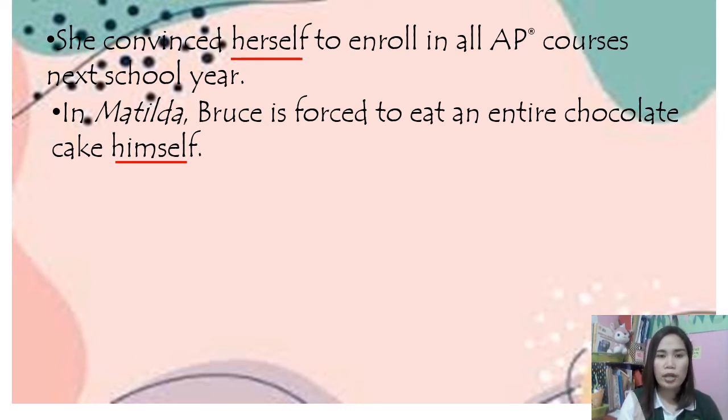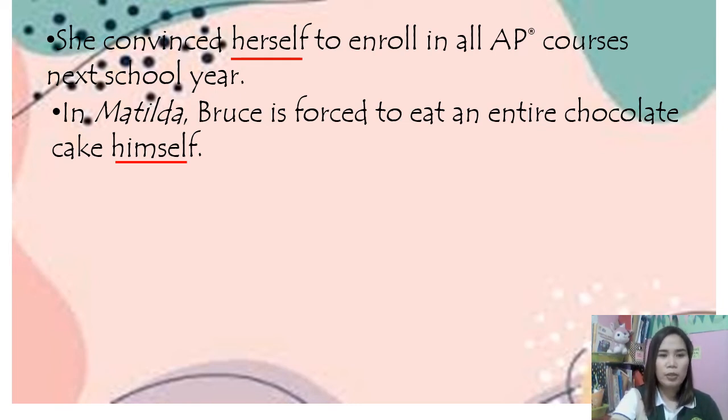So let's check, or let's omit himself. In Matilda, Bruce is forced to eat an entire chocolate cake. So you see, the sentence does not change its meaning or thought. So therefore, himself in sentence number 2 is an example of intensive pronoun.